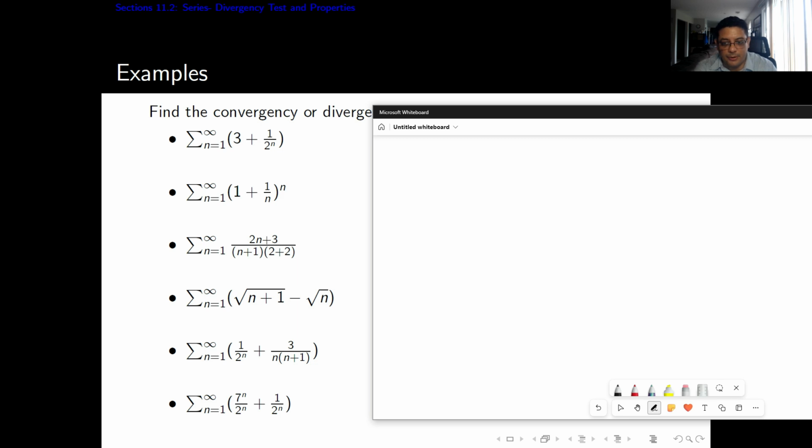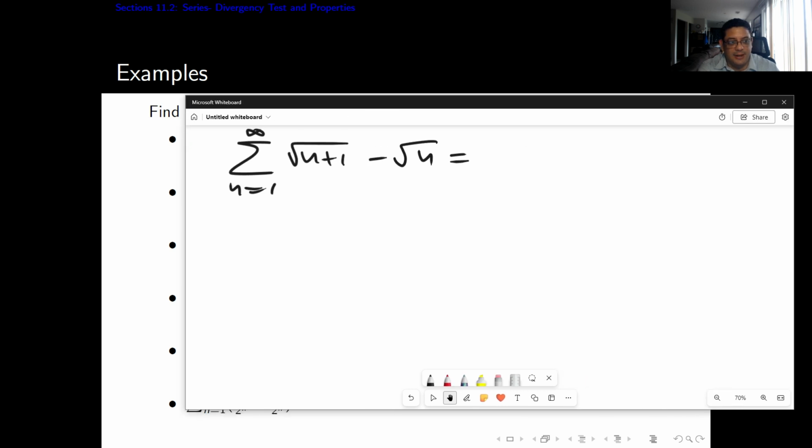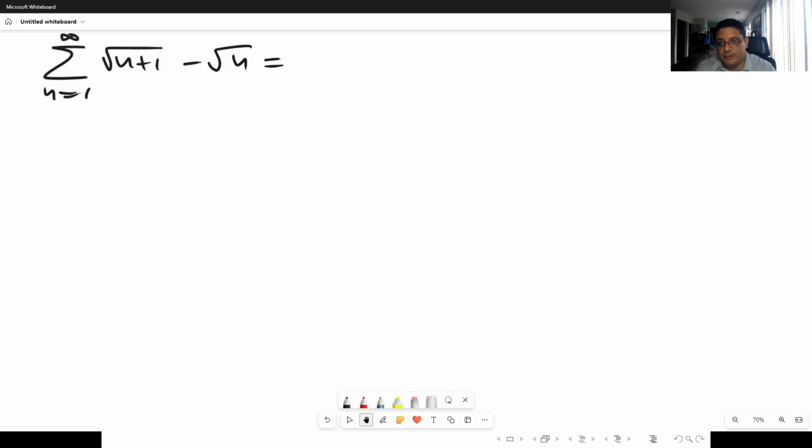We have a couple more things that we can check. For example, for this series, this one here looks clearly like a telescopic kind of situation. And if we start looking at what type of terms this is, we can get some information on what is going to be left at the end.